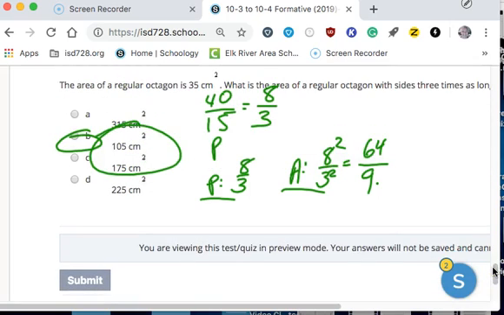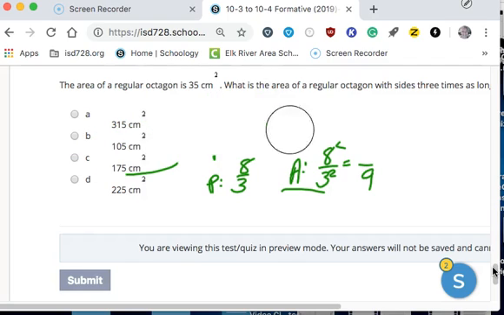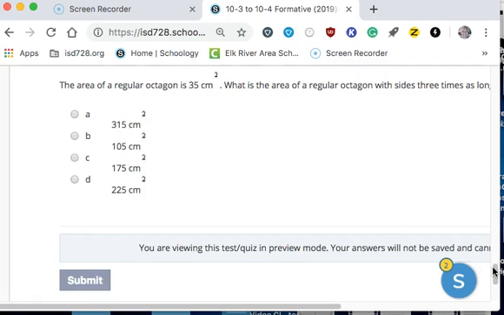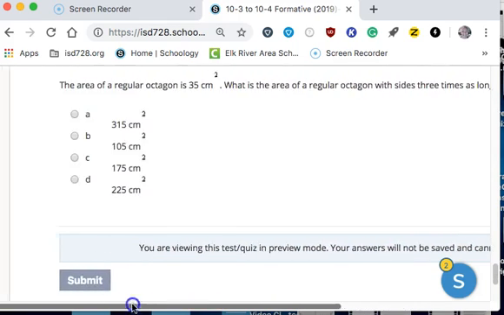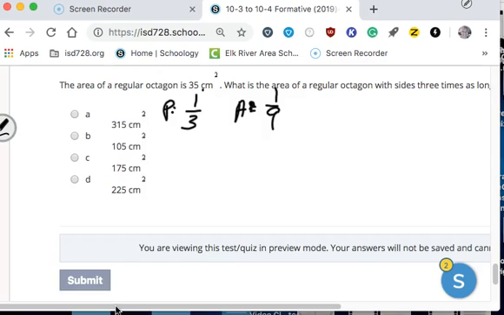In question 7, the area of an octagon is 35 centimeters squared. What is the area of the regular octagon with sides 3 times as long? So I've got a relationship of 1/3 for my perimeter ratio. My original is on top, my other one's on the bottom. This is my regular octagon, and my area ratio is 1:9.